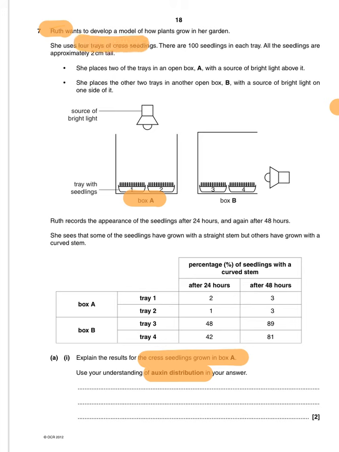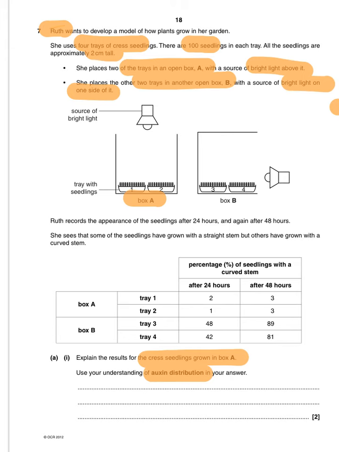So she's got four trays, 100 seedlings in each tray. All the seedlings are approximately 2 centimetres tall. Two trays in A, and that's a bright light above it. Two trays in B, bright light on one side of it. Ruth records the appearance of the seedlings after 24 hours and again after 48 hours. She sees that some of the seedlings have grown with a straight stem, but others have grown with a curved stem. Okay, so if we have a look at box A, very few grow with a curved stem.